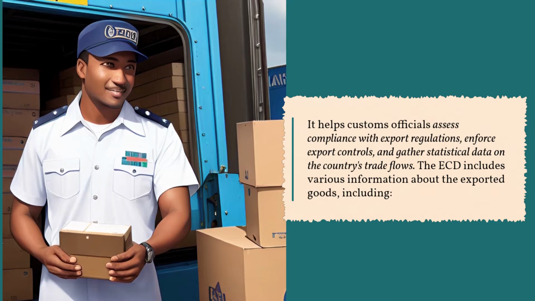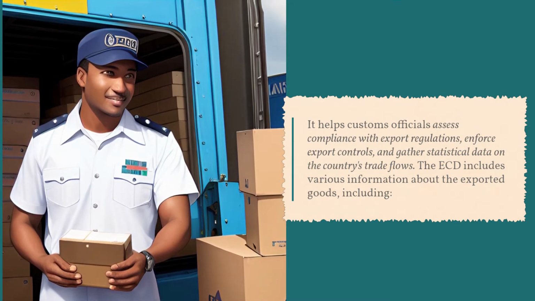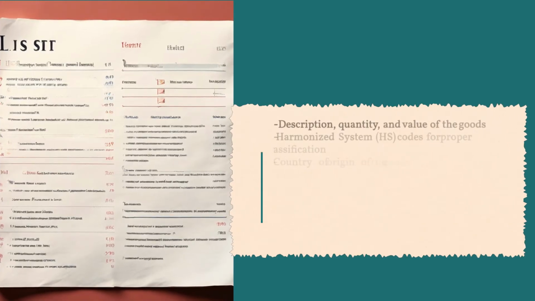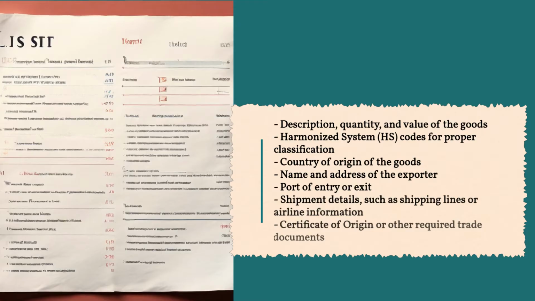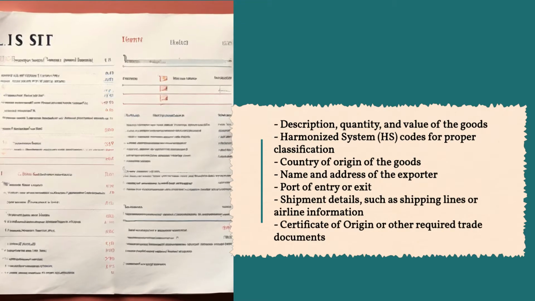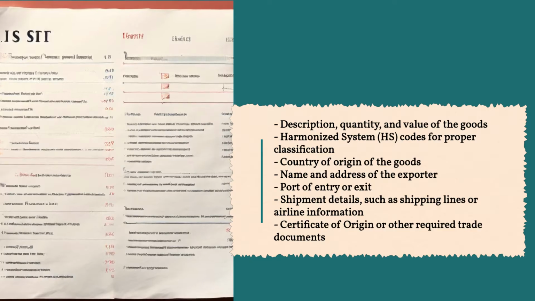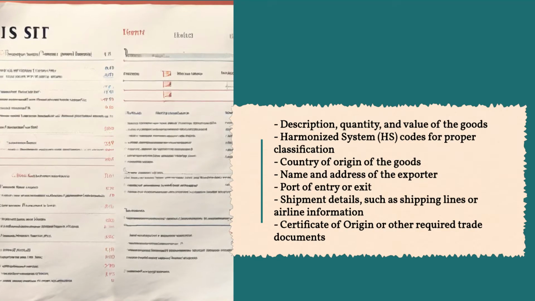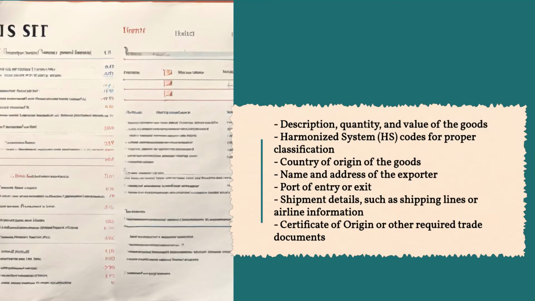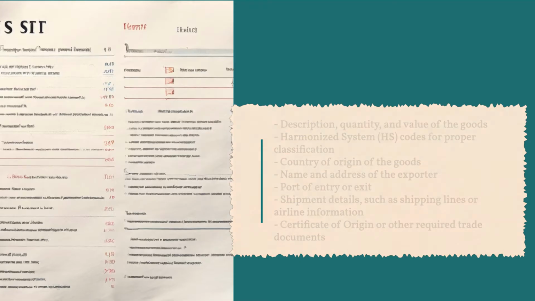flows. The ECD includes various information about the exported goods, including description, quantity, and value of the goods, harmonized system, HS, codes for proper classification, country of origin of the goods, name and address of the exporter, port of entry or exit, shipment details, such as shipping lines or airline information, certificate of origin or other required trade documents.